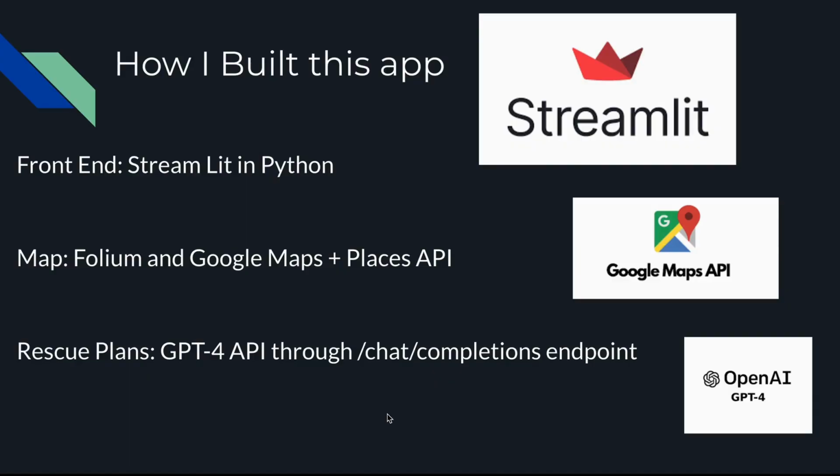The front end is built with Streamlit and Python. The map is created with Folium, and I use the Google Maps and Places API to find nearby resources. For rescue plans, I use the GPT-4 API through the /chat/completions endpoint, sending prompts tailored to the disaster type and the user's address. I also added checks to make sure the location is provided before continuing.